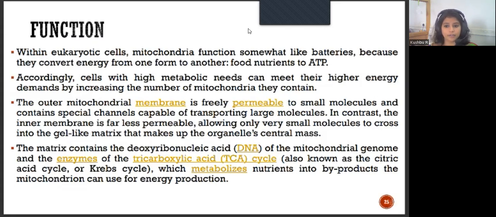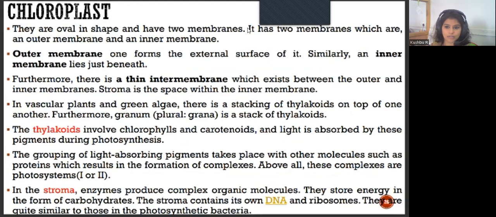The outer layer of your mitochondria is freely permeable to small molecules, which can enter inside. Whereas the inner membrane is highly selective in nature, which allows only very small molecules to cross. The matrix contains DNA. It also contains various enzymes, and the TCA cycle, or Krebs cycle, or tricarboxylic acid cycle, occurs there. This helps in the conversion of food into ATP molecules.